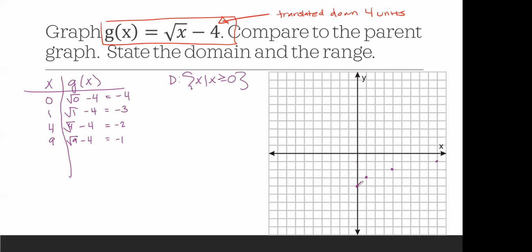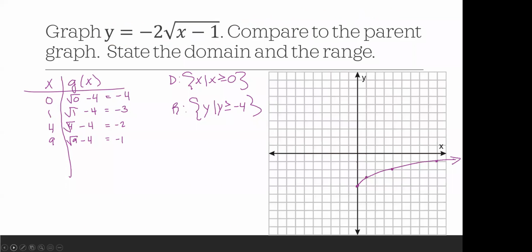So I can see my graph is going to look like that. Hey, that's a pretty good one too. And then I can see that my range, or my y values, if I look at my y-axis, my lowest point is at negative 4. So y has to be greater than or equal to negative 4, because my lowest point is negative 4. Okay, and let's try one more.